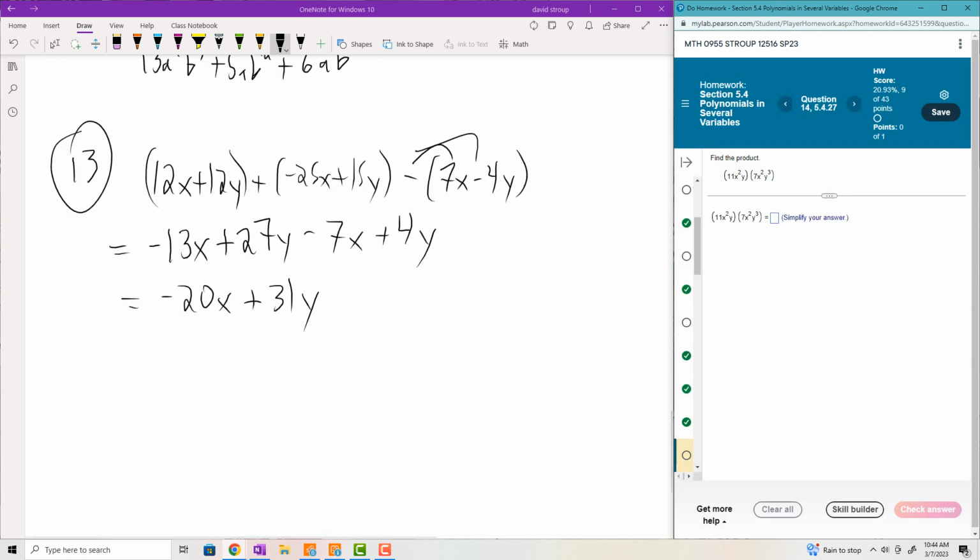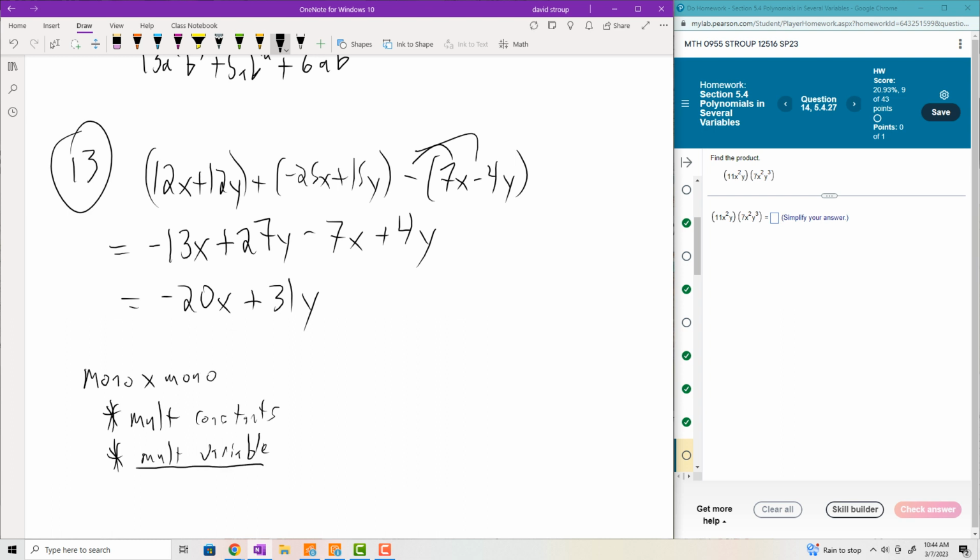Okay, and now we're on to multiplying monomial by monomial. So you'll first multiply out the constants, and then multiply the variables. And for variables, when you have like bases, you are adding exponents.